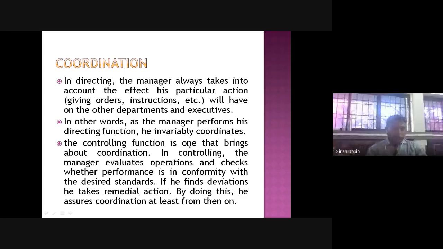Next is the controlling function, which is one that brings about coordination. In controlling, the manager evaluates operations and checks whether the performance is in conformity with the desired standard. If he finds a deviation, he takes remedial action. By doing this, he assures coordination at least from then on. So at the stage of controlling, if any deviation is present because of a lack of coordination, he will consider the remedial action as the proper coordination, maybe within the team or with the external team.